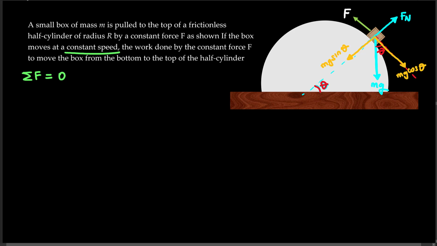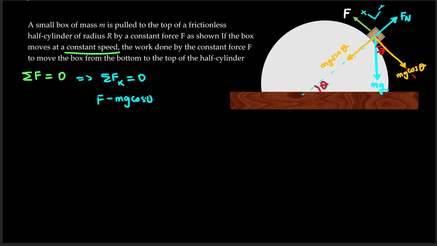Remember that the speed is constant. I'm going to take my x direction. If the speed is constant, it means that the sum of forces along the x direction is equal to 0. In other words, F minus mg cosine theta will be equal to 0, which means that F is equal to mg cosine theta. So this is the magnitude of the force F.